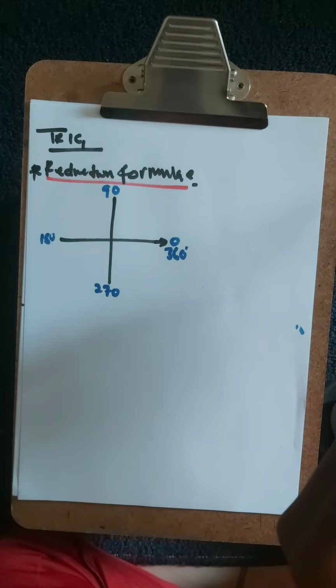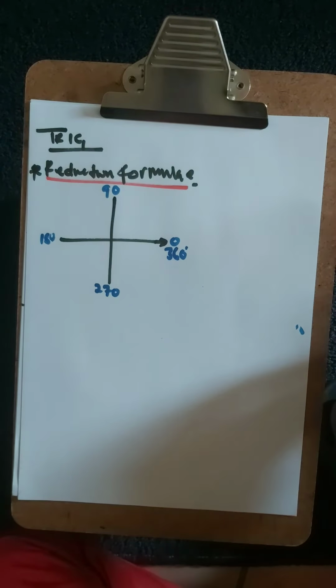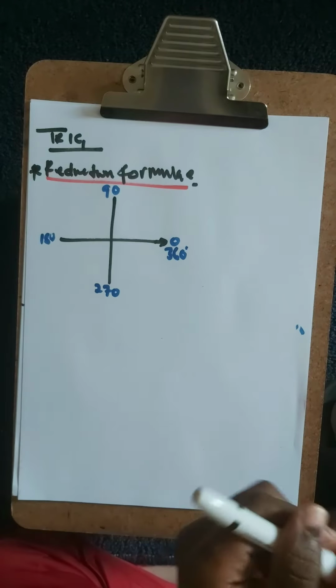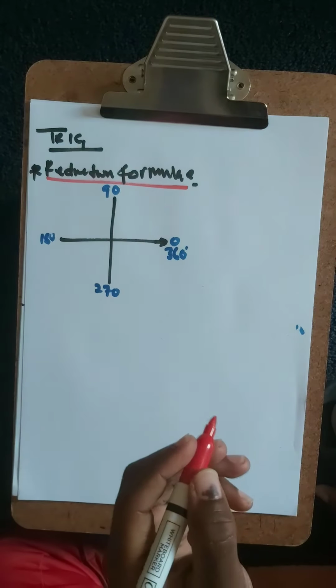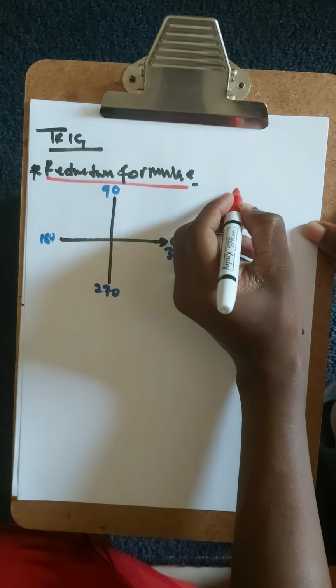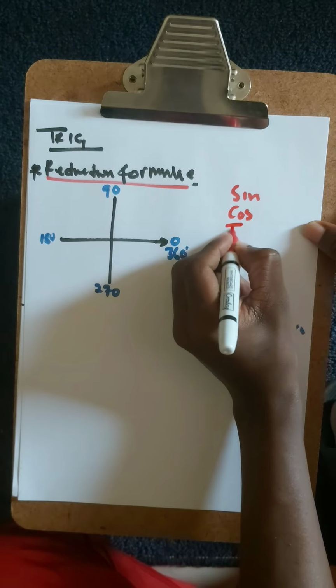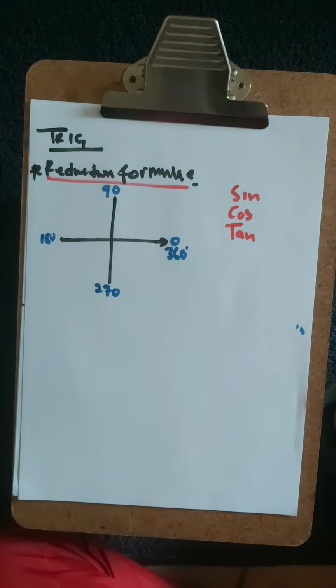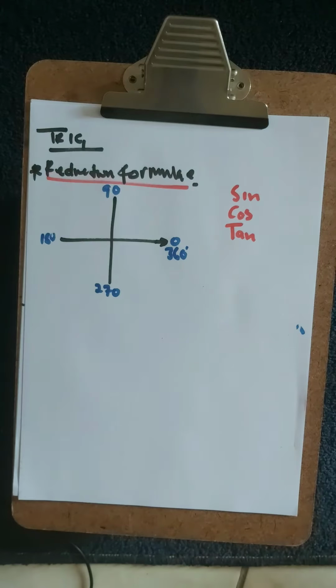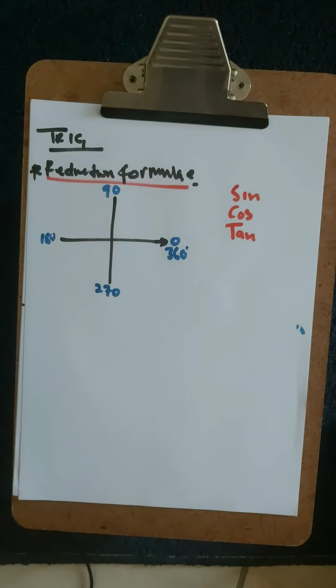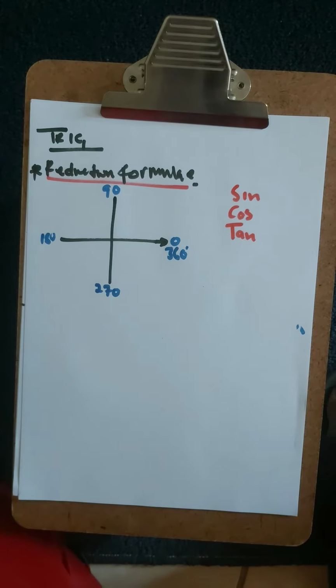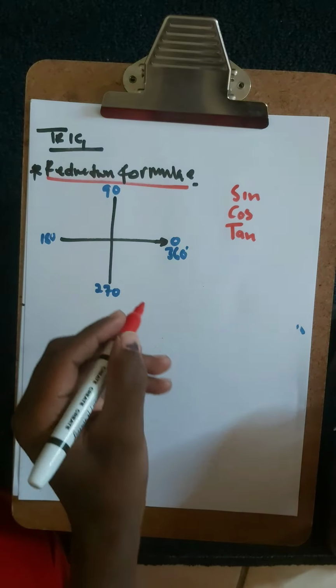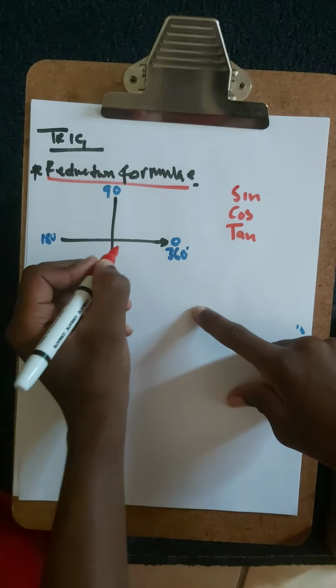Okay, so now we're going to discuss the trig ratios. And you know that our trig ratios, we have sine, then we have cos, and then we have what? We have tan. So in grade 11, we'll be discussing these three ratios.